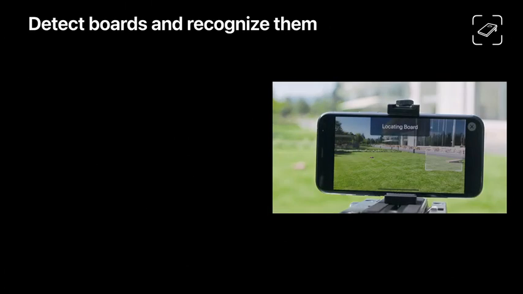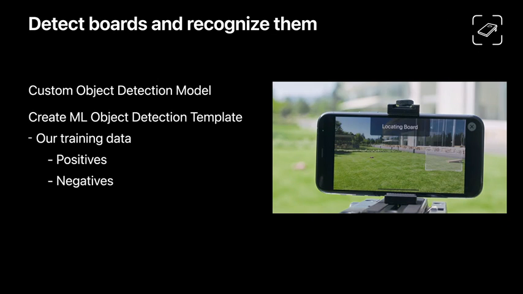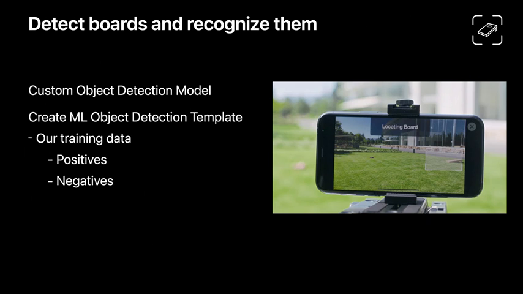The first part is that we need to detect the boards and recognize them. So we created a custom object detection model. We use CreateML with its object detection template. We have our own training data that we brought along, where we found images with the boards in them and negatives where there's actually no board in it. And we trained the model. You will hear later on in the session a little bit more about how we did the training. Now, once we have the model, we can run the inference through Vision.